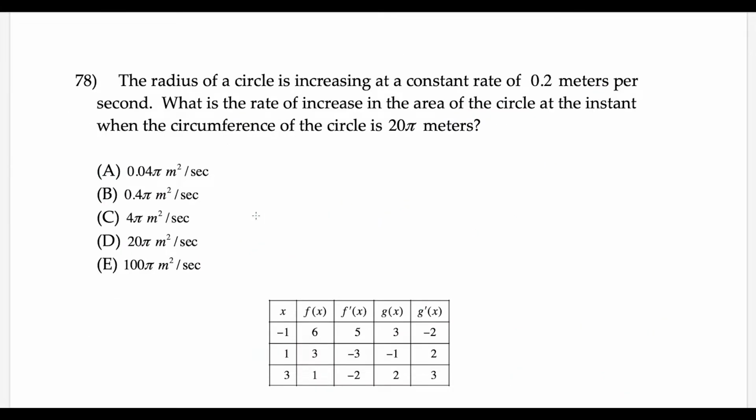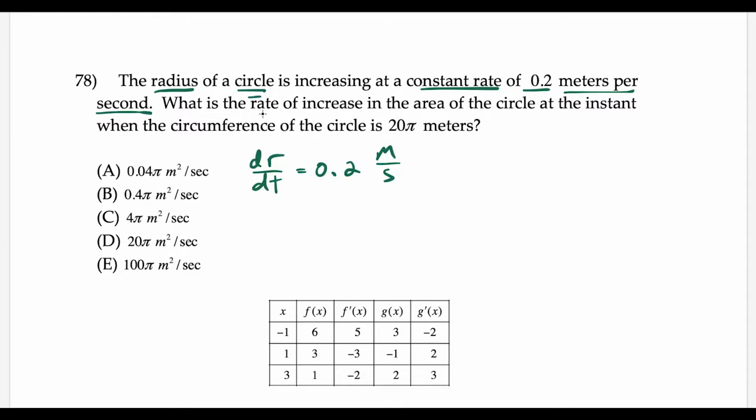All right, question 78 is related rates. So we have the radius increasing at a constant rate of 0.2 meters per second. And we're talking about a circle here. So we could just define that as dr dt equals 0.2 meters per second. And for multiple choice, you don't need units, but we'll just practice the units here.